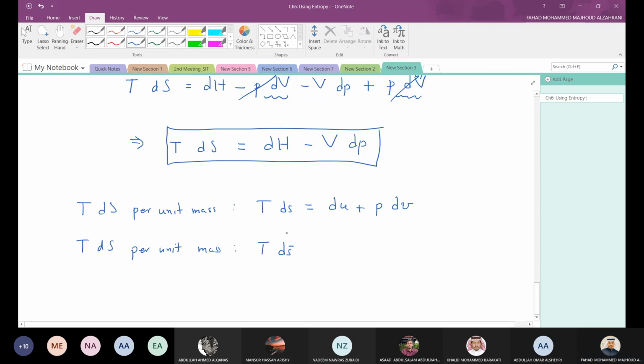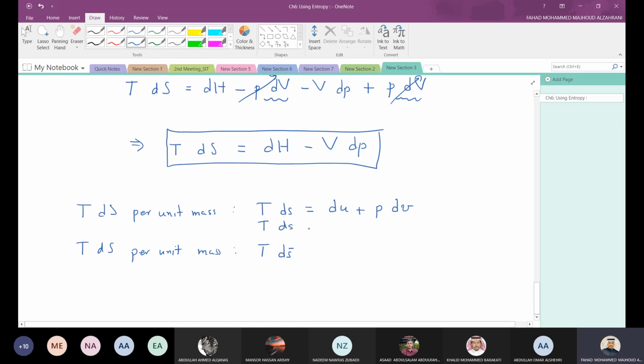Actually, let me write the second ds equation here. Equals dH minus specific volume times dP. Now this is per unit mole. It's going to be the same except that this is a molar form, plus P dv molar. The same thing for the other equation. Okay, so these are the two equations, each for a different representation. One is per unit mass, one is per unit mole. I wrote this wrong here. This is mole.